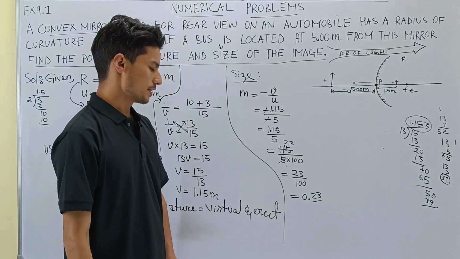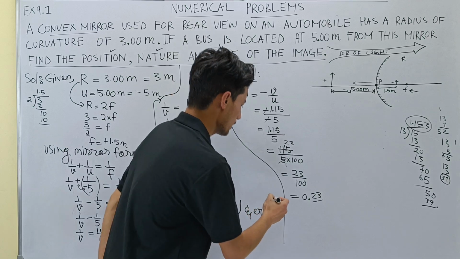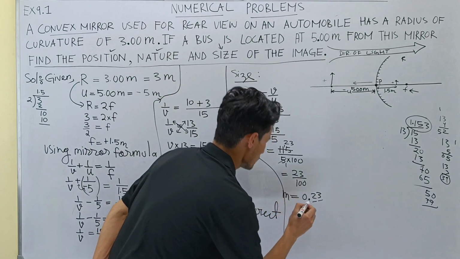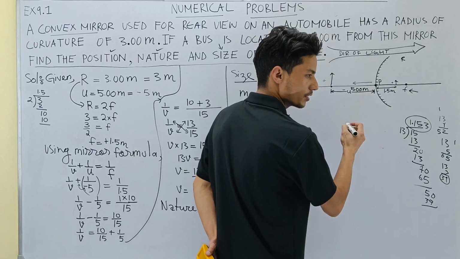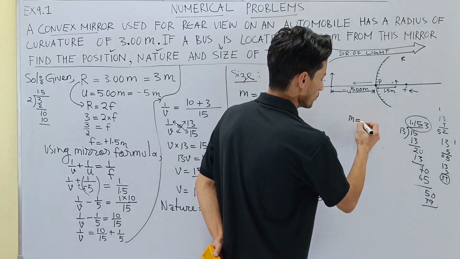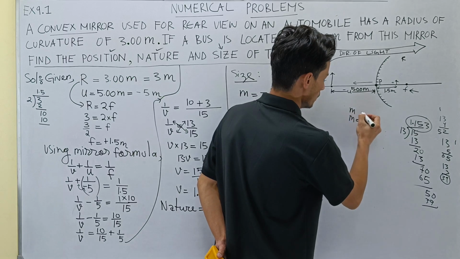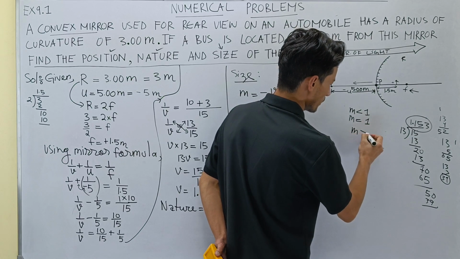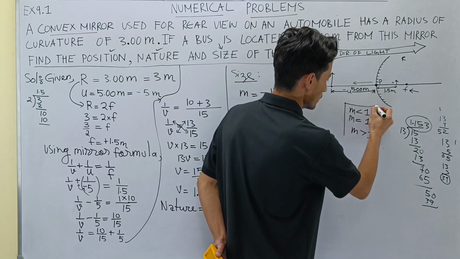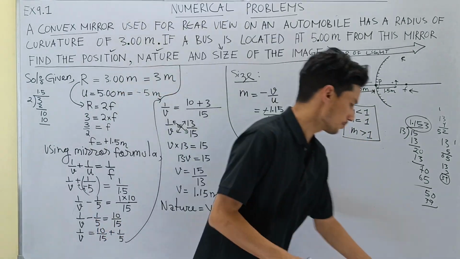Now what is the meaning of this? What answer did we get? We got the answer of magnification, isn't it? m equal to 0.23. Now remember in the previous video we were discussing m equal to 1, m less than 1, and m greater than 1. This becomes very important. Now let me explain to you one by one again.